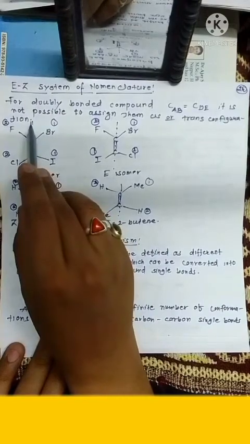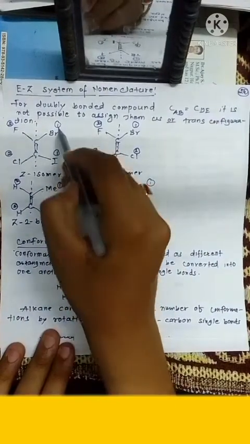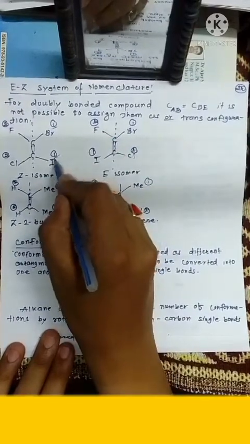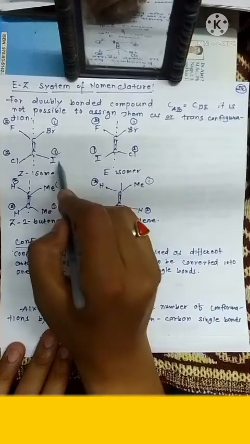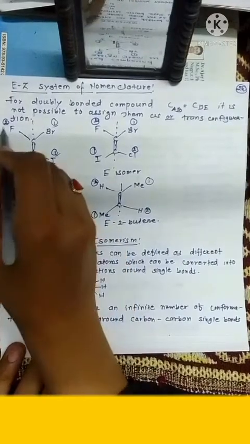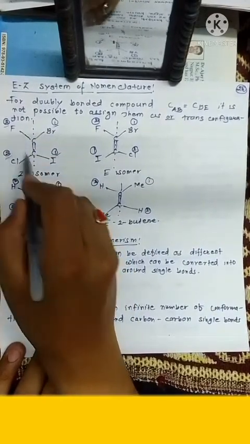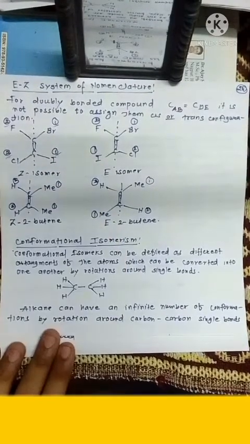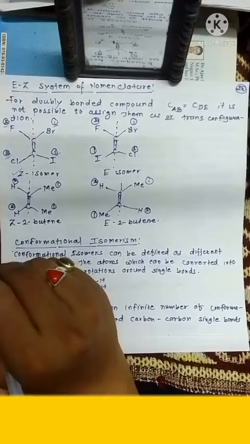Now just see, both high priority atoms come in one plane, that is bromine and iodine come in one plane, and both lower priority atoms which are attached to the carbon atoms come in the left hand side plane. So this type of isomer is known as Z isomer.